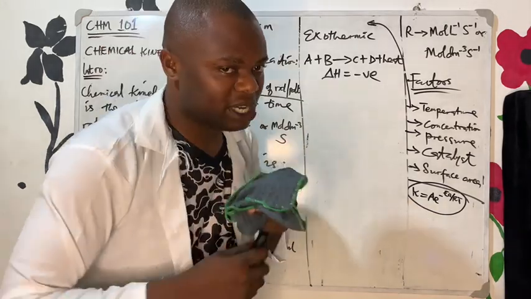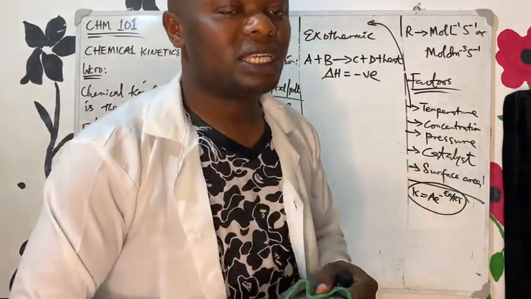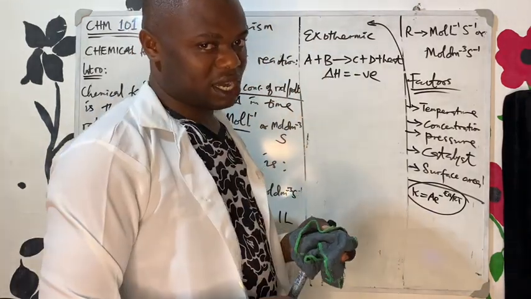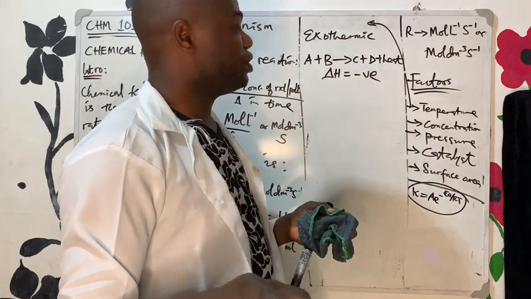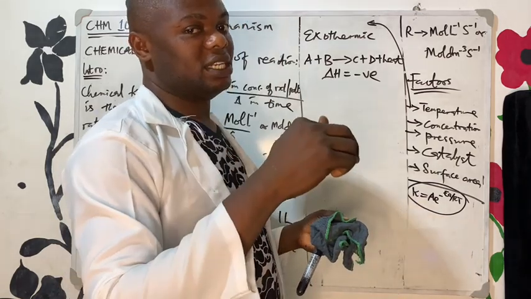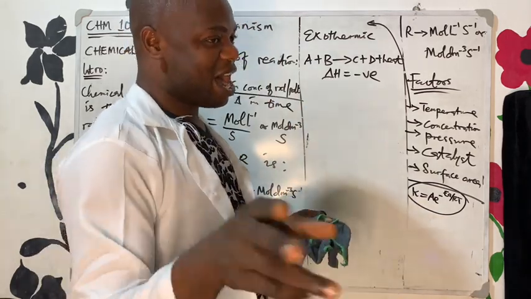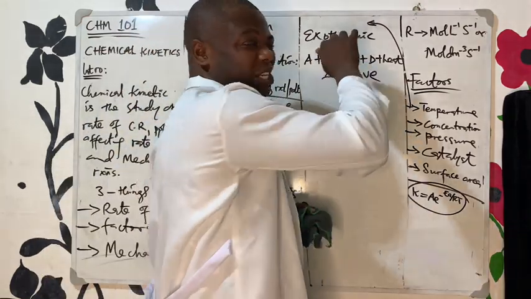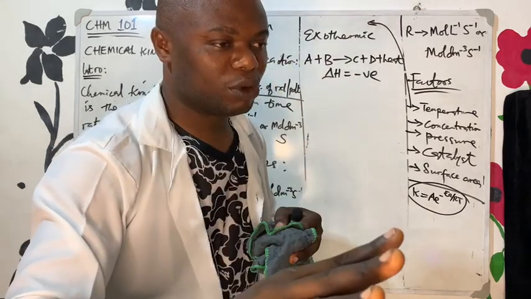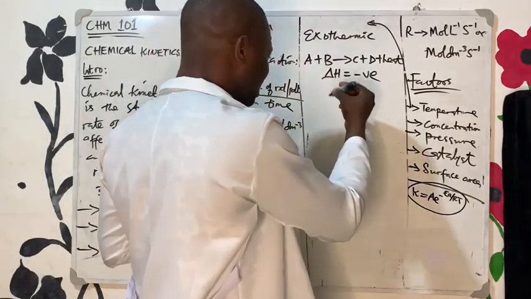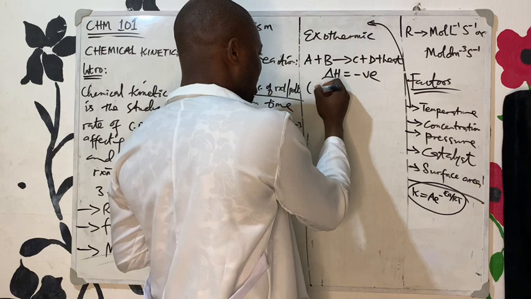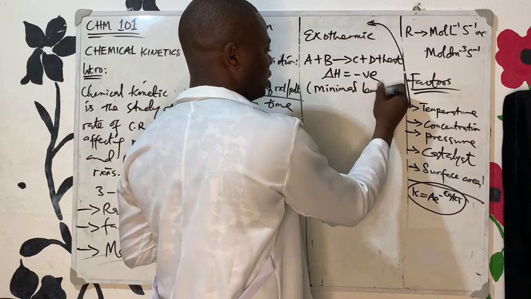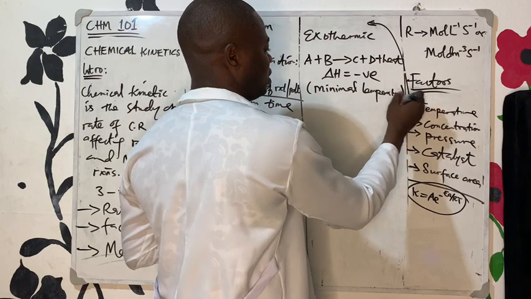In every exothermic reaction, increasing the temperature does not favor the product. Increasing the temperature does not favor the side of the reaction that is exothermic. I have a lot to say here. For an exothermic reaction to be favored, the temperature must be what? Minimal. It must reduce temperature. That is, minimal temperature is required for an exothermic reaction.